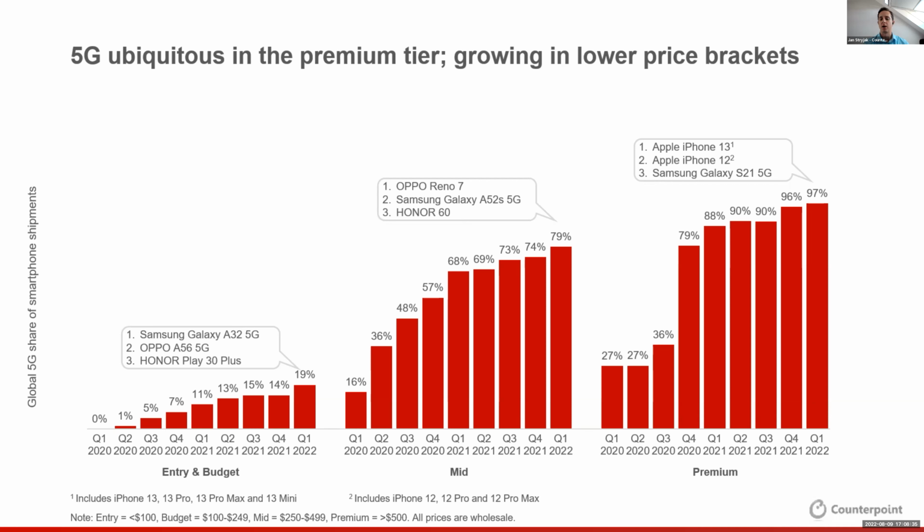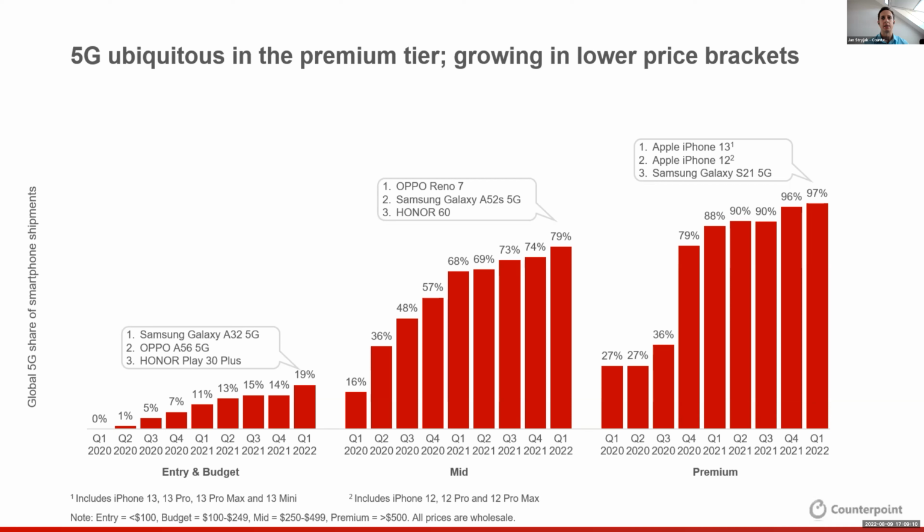What we can see, as expected, given that 5G was really a premium technology, is that within that premium segment, 5G is pretty much ubiquitous. In Q1 2022, 5G accounted for 97% of total smartphone shipments. And that was driven, as I mentioned, by the iPhone 12, the iPhone 13, but also by some of Samsung's more flagship phones, like the S21, and then more recently the S22.